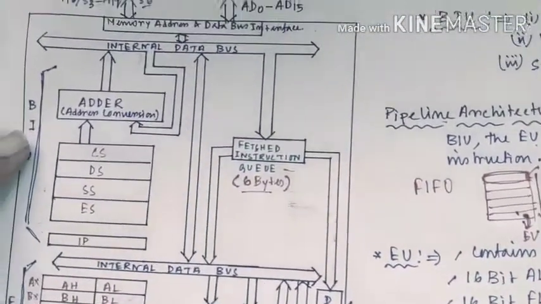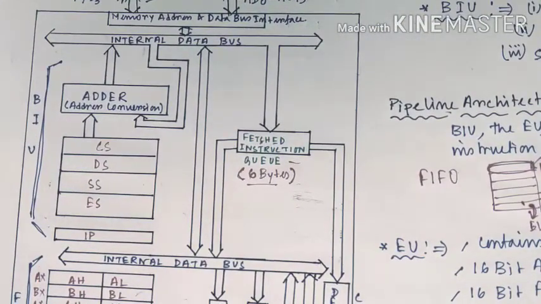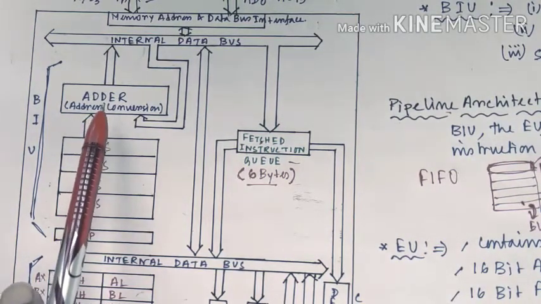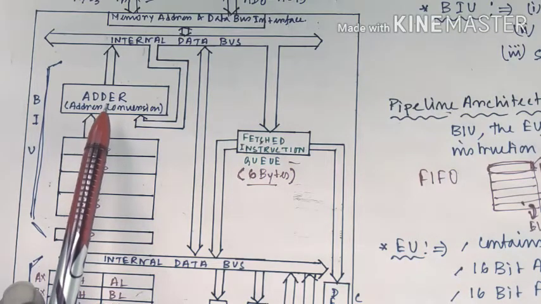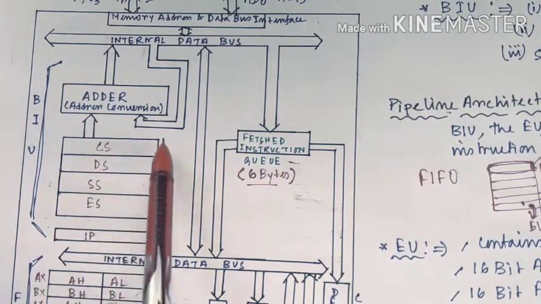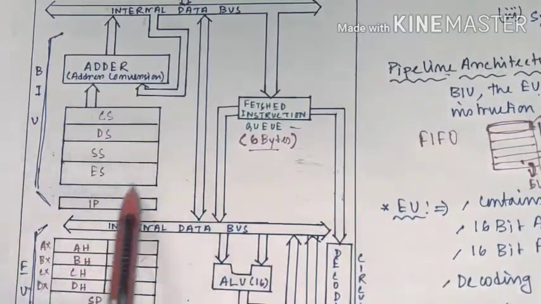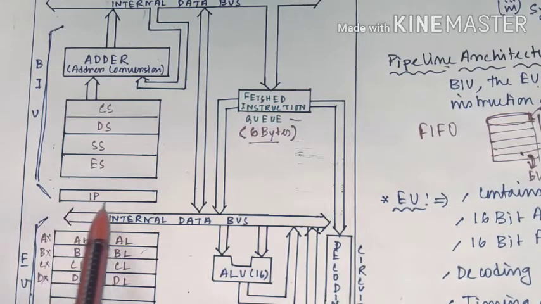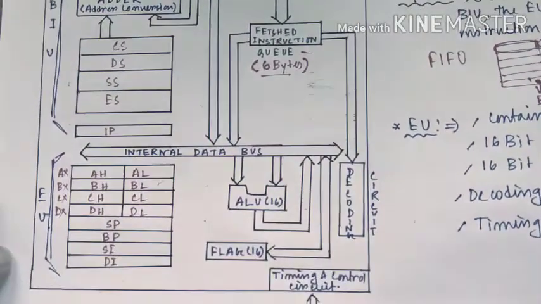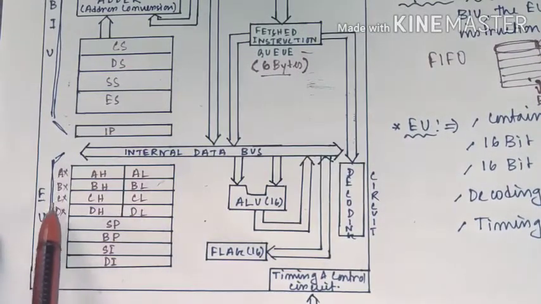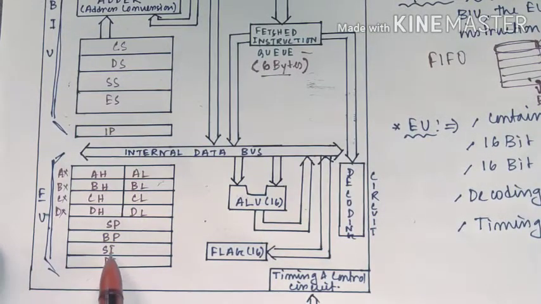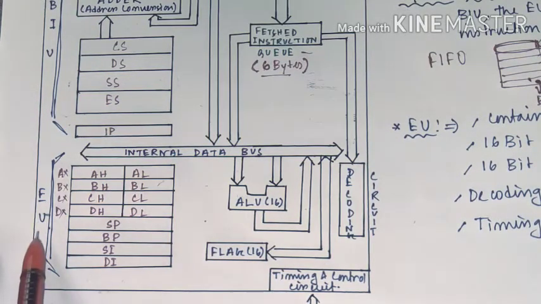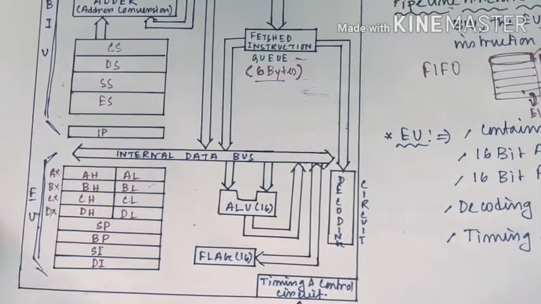And one more thing I should mention here: besides this adder, which generates the physical address from segment addresses and offset addresses, the BIU holds the segment registers also. So the 4 segment registers, including IP, that is the instruction pointer, are part of the BIU, while the registers AX, BX, CX, DX, and stack pointer, base pointer, SI and DI, source index and destination index, are parts of the execution unit. That is important and we need to remember.